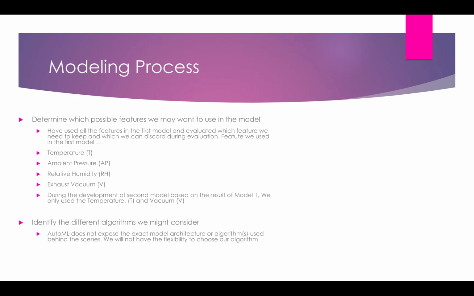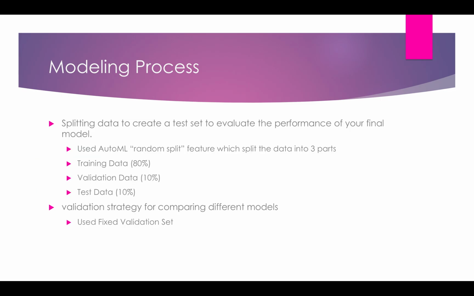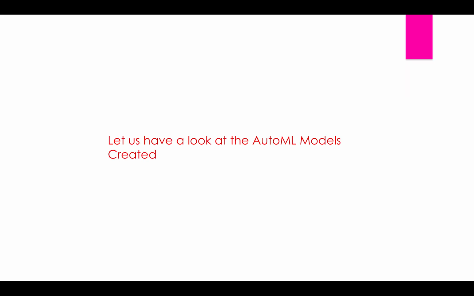Related to the algorithm, we could not consider any algorithm as such because AutoML does not allow you to do so. It is all internal to AutoML. The algorithm they select is automatic and it is something like a black box to us. And the data we split into three parts: the training data, validation data, test data in the ratio of 80-10-10, and we used fixed validation set. Now let us have a look at the AutoML models created.